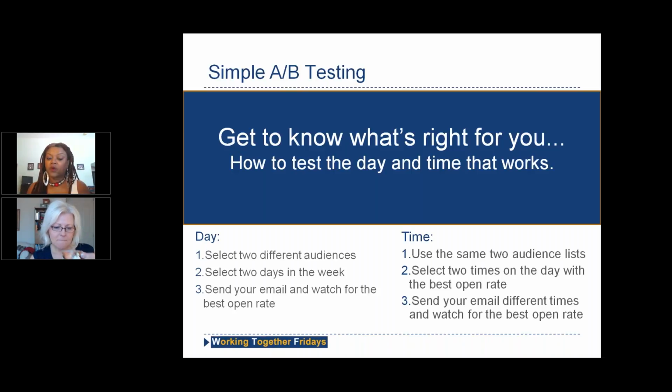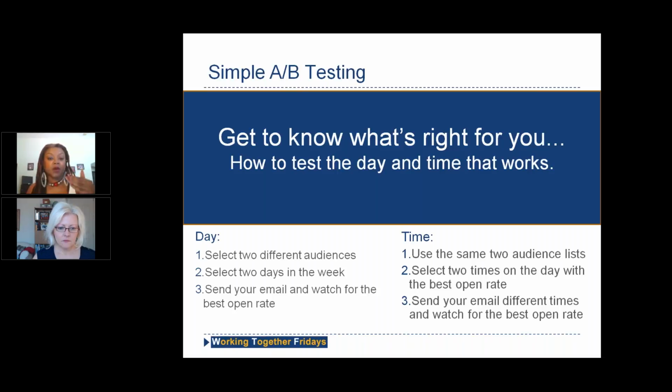Select 2 days in the week and send your email and watch to see which one gets the best open rate. So say you sent one on a Tuesday and one on a Saturday, and look to see which one got a better open rate. Once that's determined, and say Saturday is the day that got the best response, then the next time, take those same 2 audiences and on Saturday, send it at 2 different times.